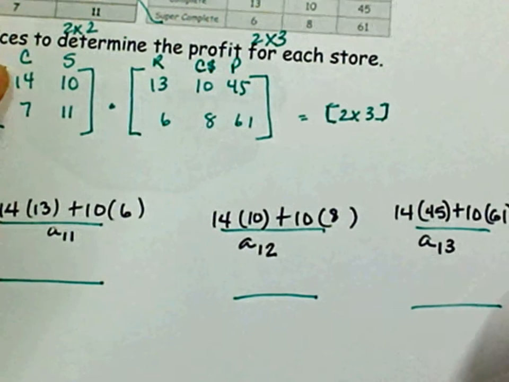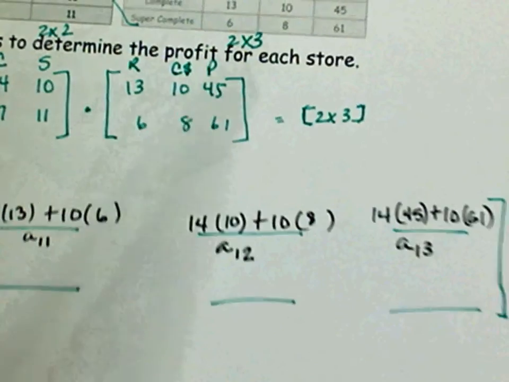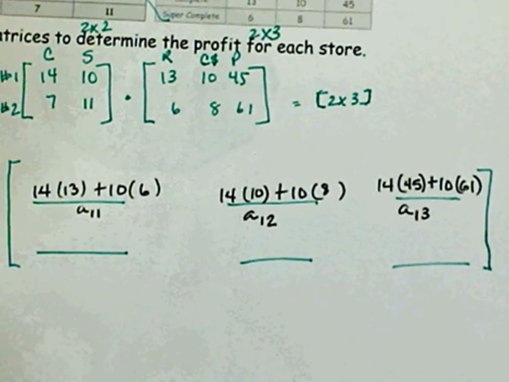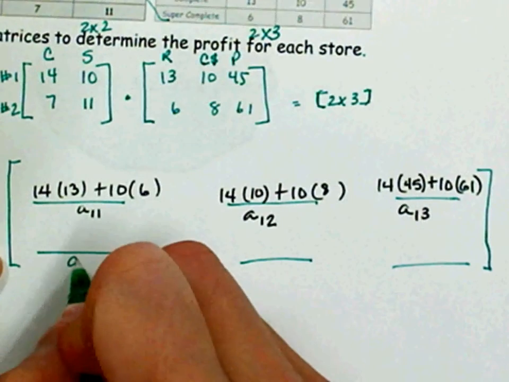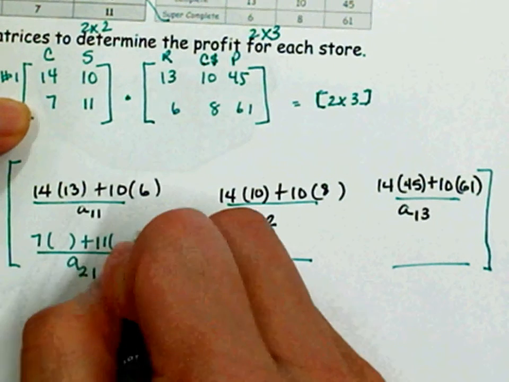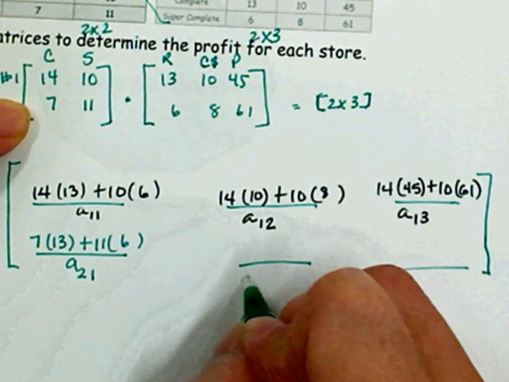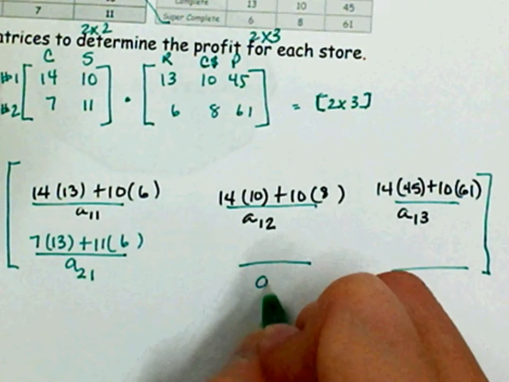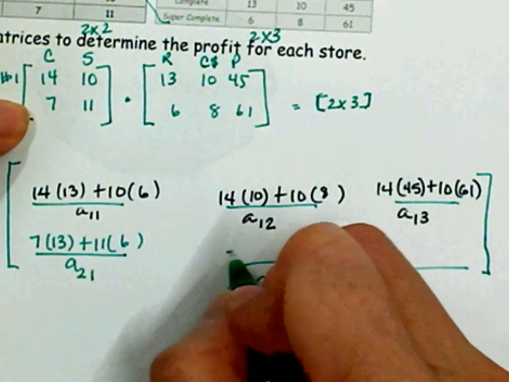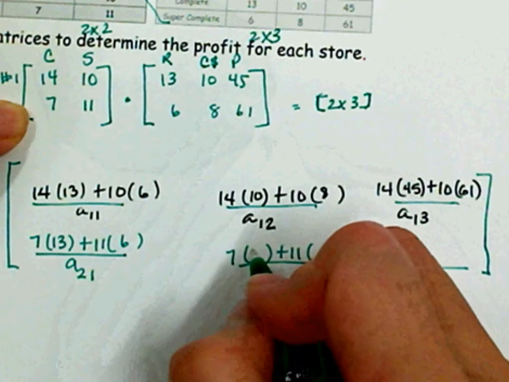See, I just plug all that in? Okay. Let me scoot this back a little bit so you can see everything. Good. Down here, second row, first column. Second row, 7 plus 11. First column is 13 and 6. This position, second row, second column. Second row is 7 plus 11. Second column is 10 and 8.